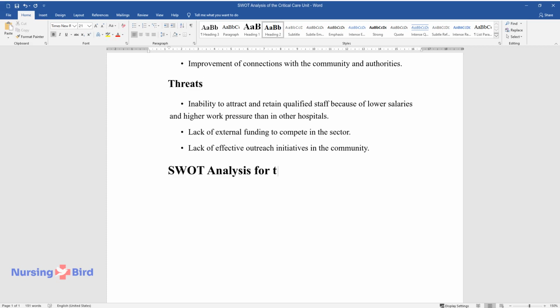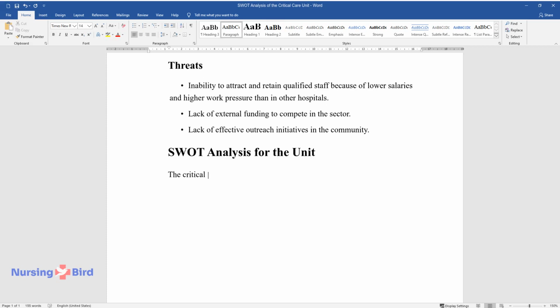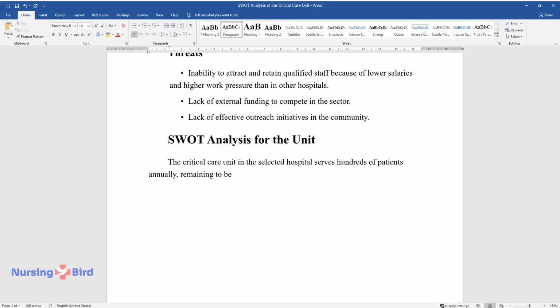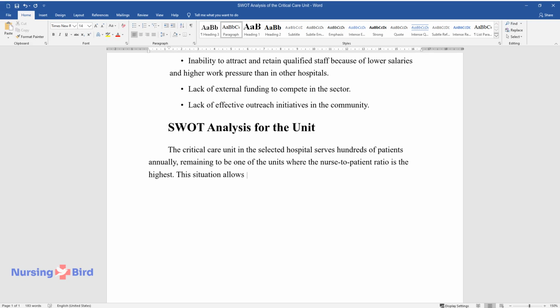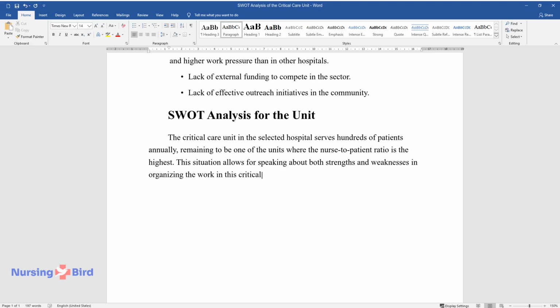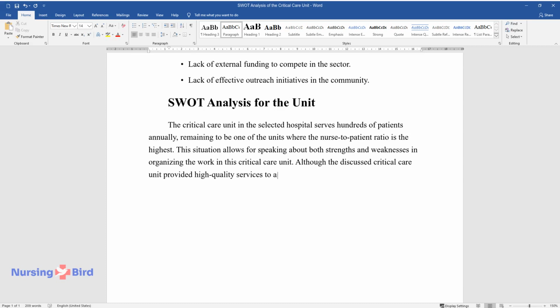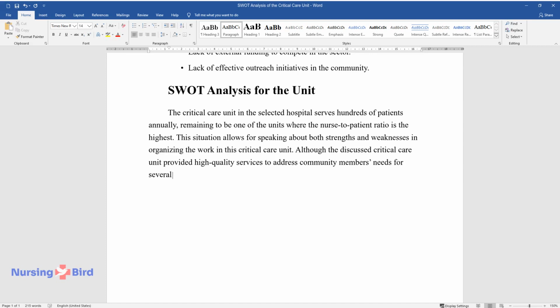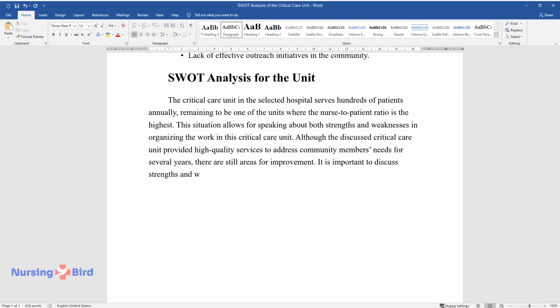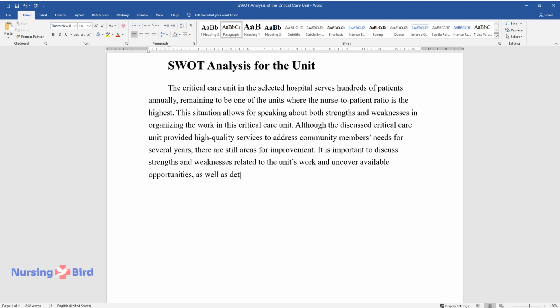SWOT analysis for the unit. The critical care unit in the selected hospital serves hundreds of patients annually, remaining one of the units where the nurse-to-patient ratio is the highest. This situation allows for speaking about both strengths and weaknesses in organizing the work in this critical care unit. Although the discussed critical care unit provided high-quality services to address community members' needs for several years, there are still areas for improvement. It is important to discuss strengths and weaknesses related to the unit's work and uncover available opportunities, as well as determine possible threats.